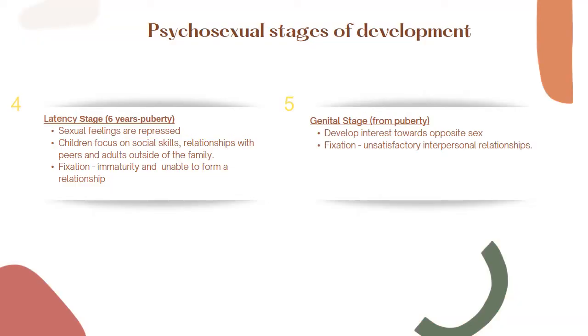Continue with the fourth stage. The latency stage happens between 6 years until puberty. Sexual feelings are repressed during this stage, so children focus on social skills and relationships with peers and adults outside of the family. If fixation occurs, children may be immature and unable to form relationships.